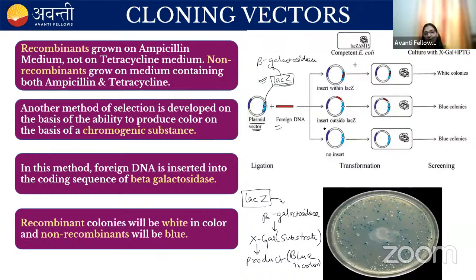So now there are three possibilities. Either the foreign DNA is not inserted into the lacZ gene. If it is not inserted, that means lacZ is intact, and this lacZ will produce the beta galactosidase enzyme, which will act on the X-gal present in the medium and produce a product which is blue in color. So we are getting blue colonies, right?